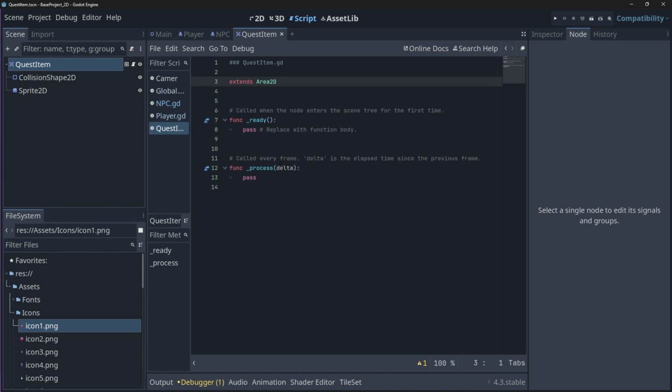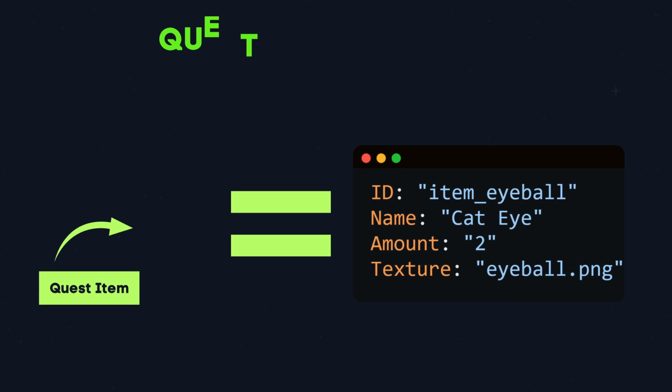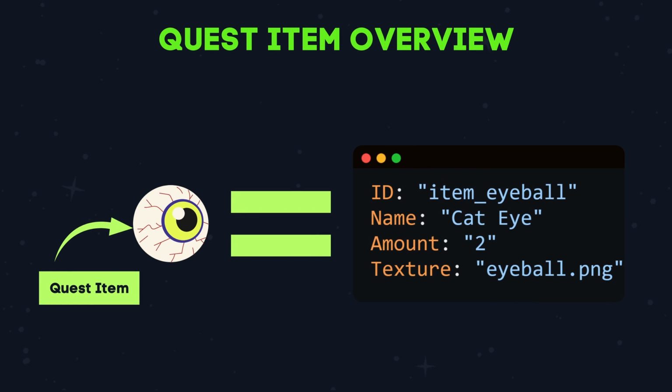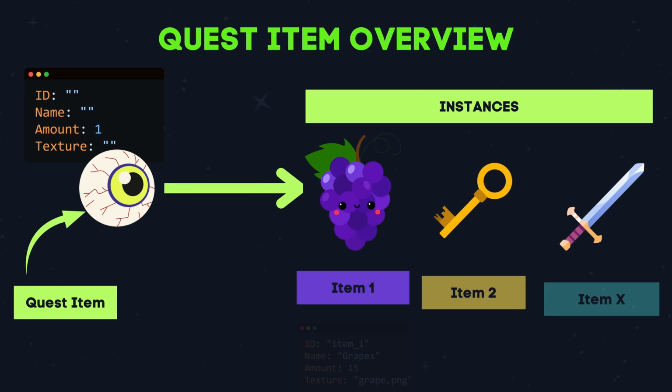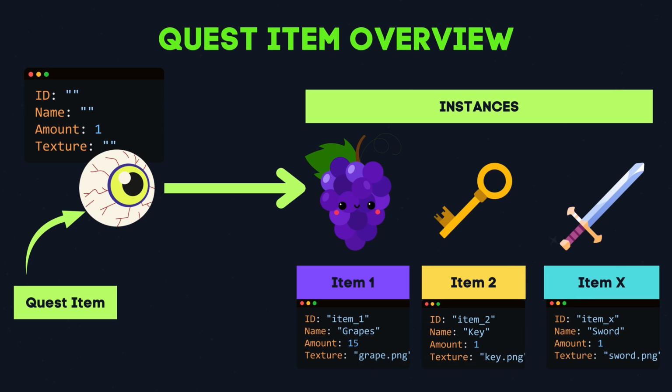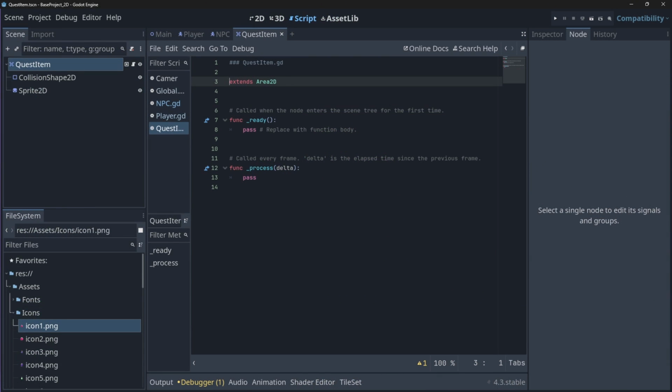So let's add a new script to our scene and we'll save the script in our scripts folder. In this script, we will start off by giving our quest item an ID, quantity, and an icon. The ID is the identifier, the quantity is how much of this item will be added to the player's inventory when picked up, and the icon is the visual representation of the item. We'll also get an onReady reference to our Sprite2D node so that we can assign the icon texture to the node.